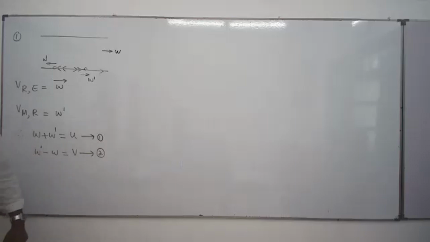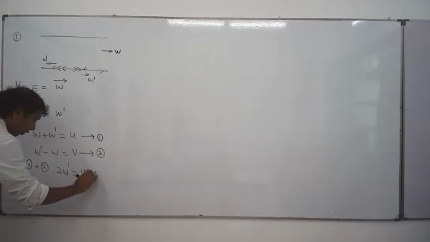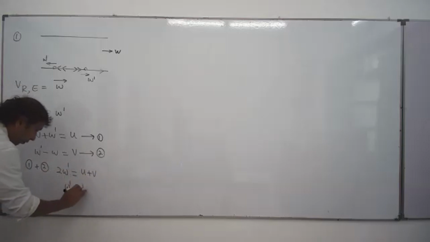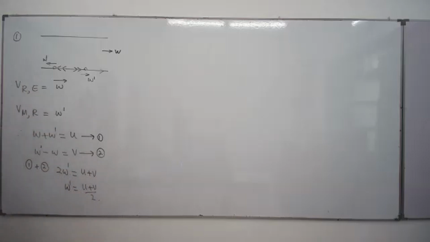Now what is asked? Show that the maximum velocity of the man in still water, this w dash, is being asked. How to take it? Add 1 and 2. w and w you can cancel out. 2w dash equals u plus v. w dash is u plus v by 2. Next one.